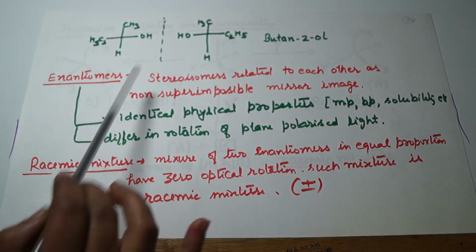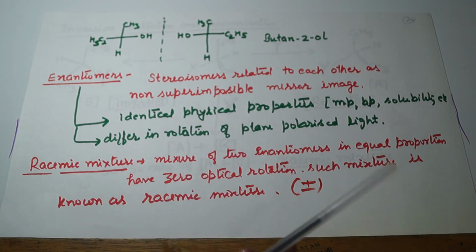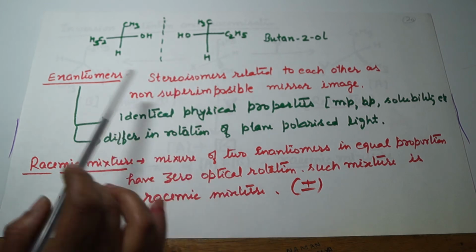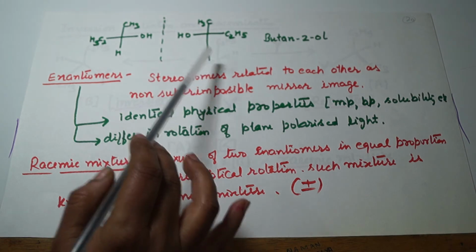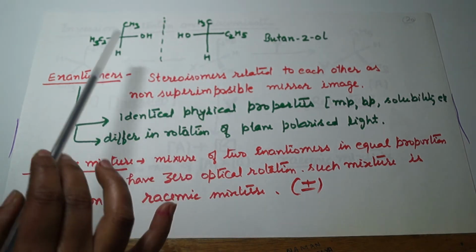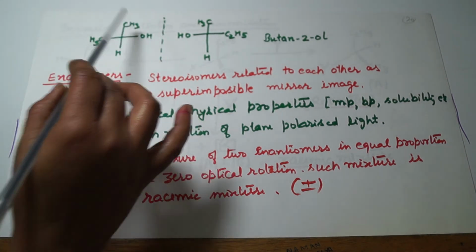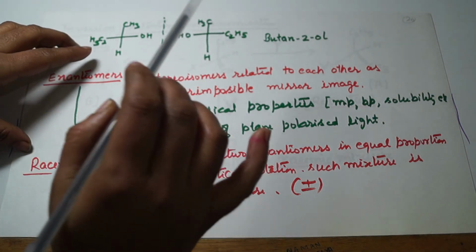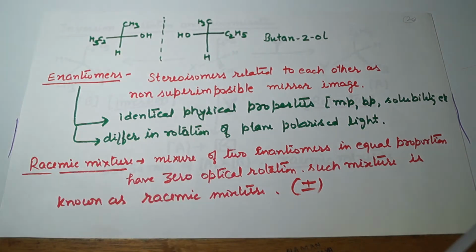Enantiomers. What are the properties of enantiomers? Their physical properties are identical. These 2 enantiomers are identical in physical properties. They have the same boiling point, the same melting point, even the solubility is the same. The only difference in the enantiomers is that they rotate the plane of polarized light in opposite directions. Suppose if this enantiomer is rotating the plane in the right direction or clockwise direction, then the mirror image enantiomer will rotate the plane of plane polarized light in the anticlockwise direction.